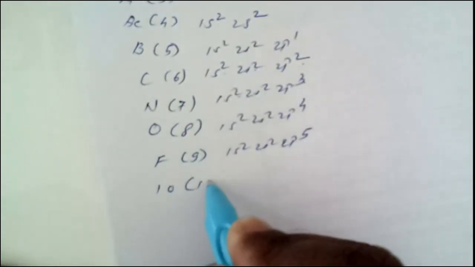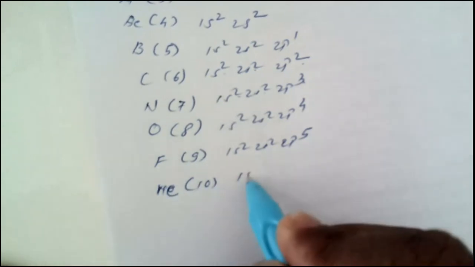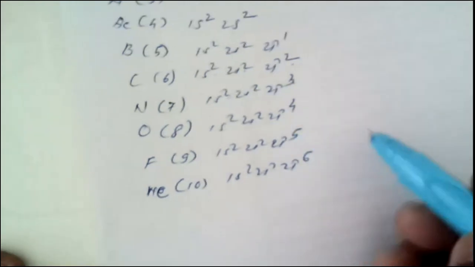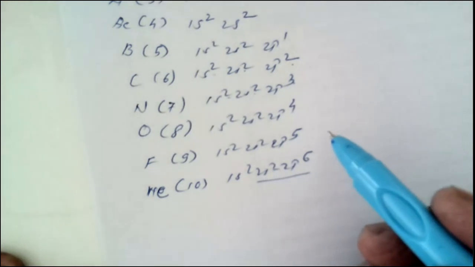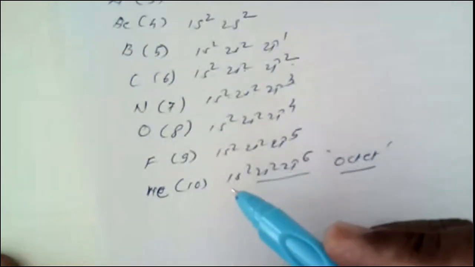Atomic number 10 is neon, electronic configuration 1s2, 2s2, 2p6. So neon has 8 electrons in its outermost orbital. That condition of 8 electrons is referred to as an octet. So now onwards, after atomic number 10.